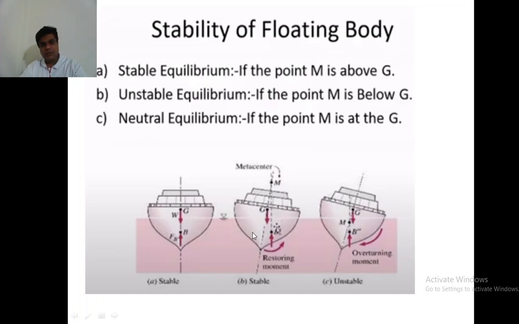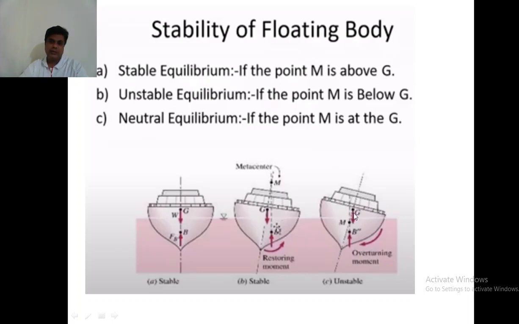So now this is called stable equilibrium. This is possible when M is above G. So the metacenter should be above G. So suppose I twist the ship in one direction at some angle, and B is on the left hand side, and if I draw a straight line connecting the normal axis, M is here now.